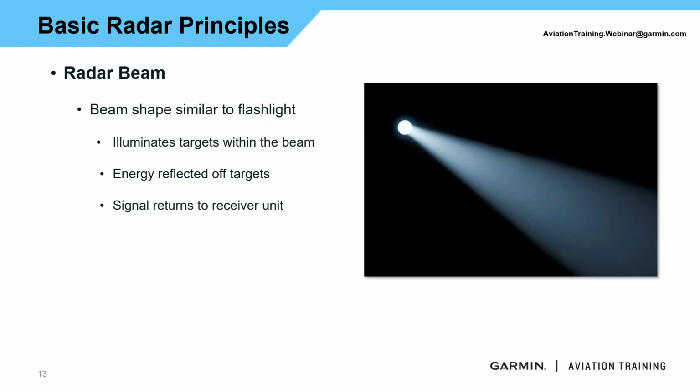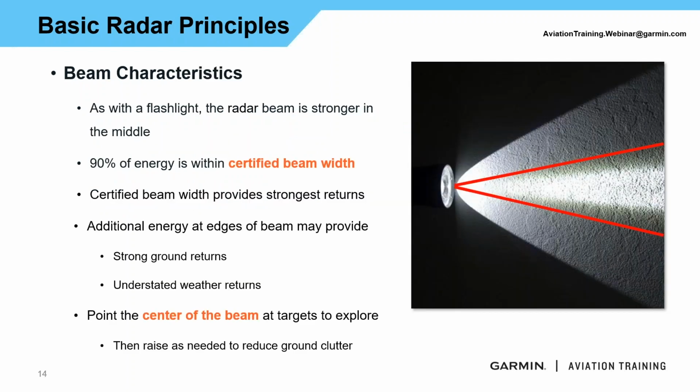The radar beam is very similar to a flashlight beam. So let's take a look at the difference between that published and additional beam width. On the right-hand side of your screen, you can see the pattern of that flashlight, and in the center, this would be very similar to the published beam width. 90% of the radar's energy, or in this case, the flashlight's light, is being pointed inside that beam, that 90% published beam width.